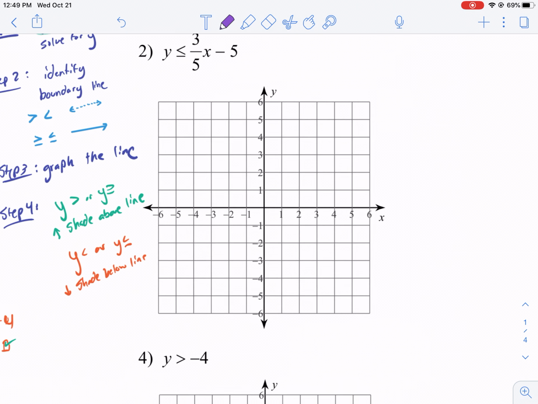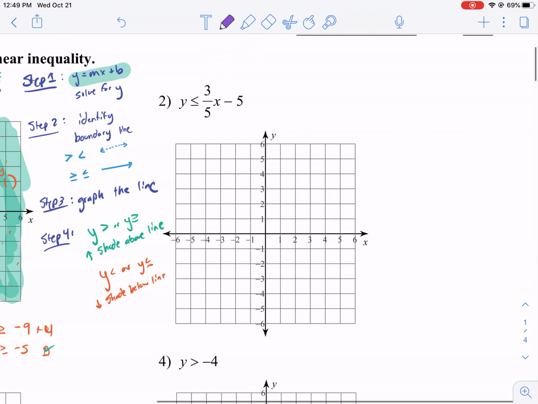All right, let's do a quick one. Number 2 is kind of a quick one. We're going to follow the 4 step process. The first thing is it's already solved for y. Identify our boundary line. We know it's solid already because it's less than or equal to. Now we can graph the line. We start at y-intercept negative 5, up 3 over 5 for our slope. That makes a line like this, and we already know we're making it solid, and we're going from one side of the graph to the other.